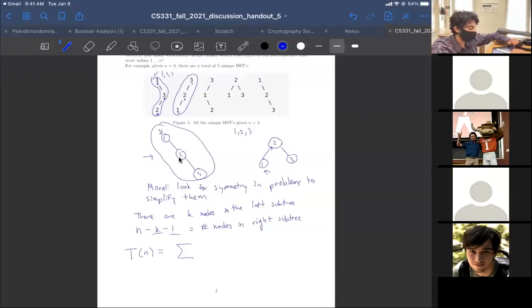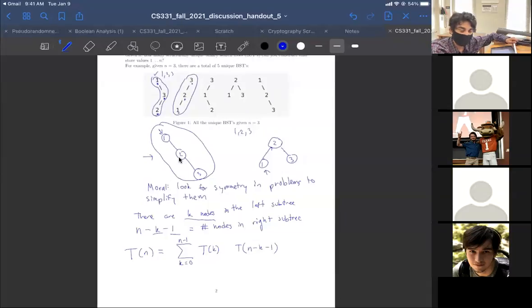Okay, T of n is equal to the sum. We're going to sum all possible values of k from 0 to n minus 1. Remember, k is the number of nodes. We're indexing over the number of nodes in the left subtree. We have T of k, and then we have T of n minus k minus 1. So how do we combine them? Do we multiply them? Do we add them? Do we subtract them? I don't know. What can we do here?